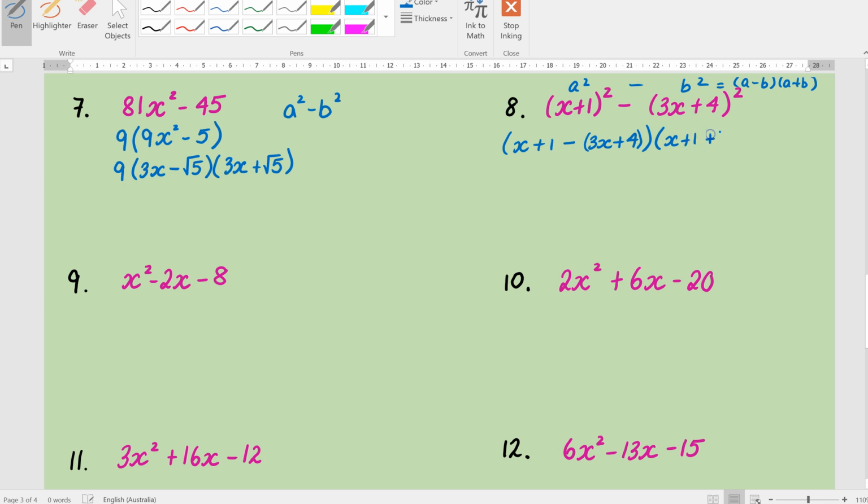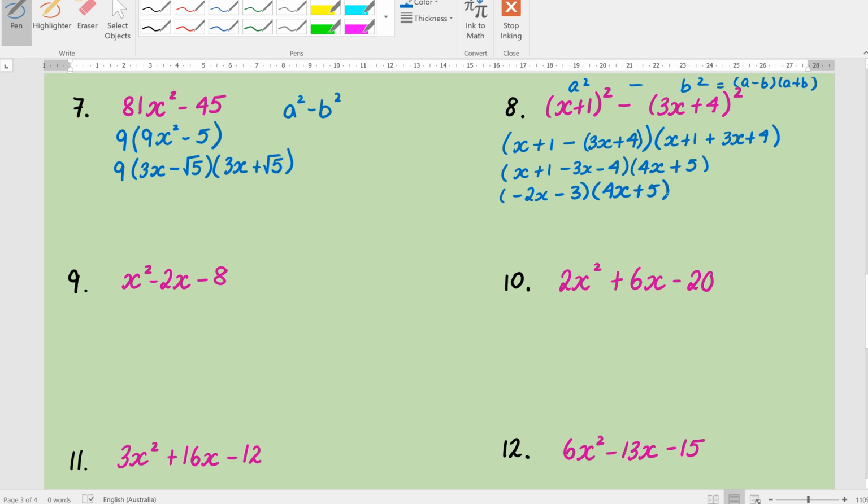So it's x plus 1 plus 3x plus 4. I hope you realize I don't need to put brackets here, because when there's a positive sign, it doesn't have an effect on the signs of the terms in there, but the negative certainly does. So now we tidy up. x plus 3x is 4x, 1 plus 4 is 5, tidy this up. x take 3x is minus 2x, and 1 take 4 is minus 3. Now technically you're done. That's fully factorized.